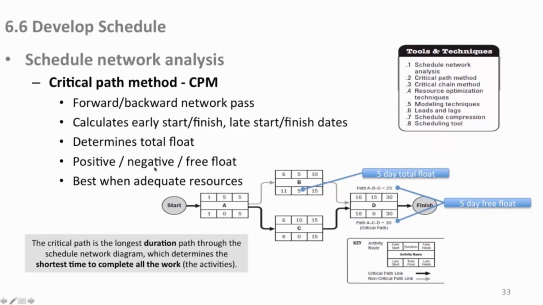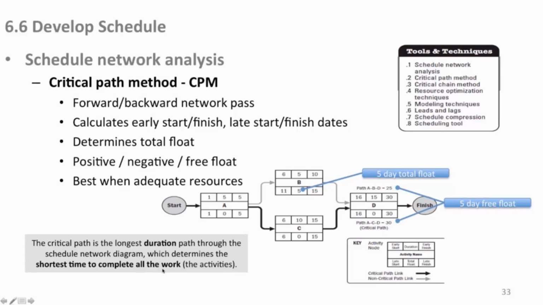Negative float's another one. Now, this is best when you have adequate resources, when you're not limited on the resources available to you to accomplish activities. When we look at critical chain in a minute, you would use critical chain when you do have limitations on the resources available to you. There are other methods to try and manage the schedule to compensate for the lack of people. But this is considered, when you do have people, you have more flexibility here to adjust your schedule.